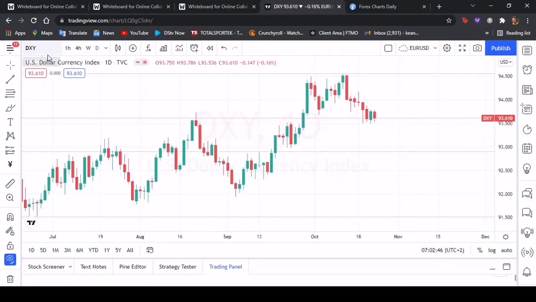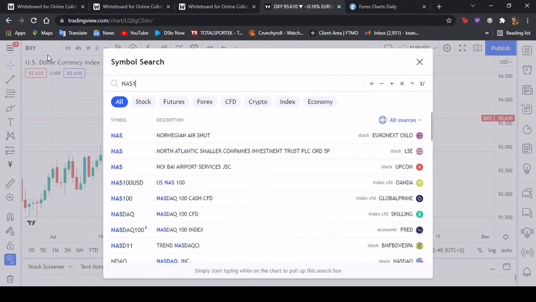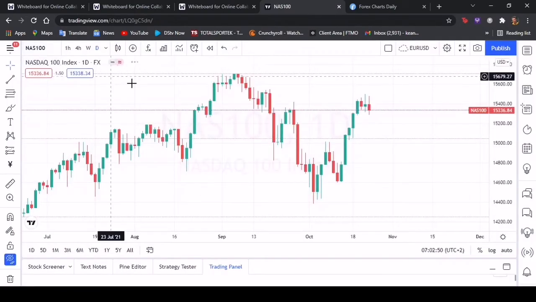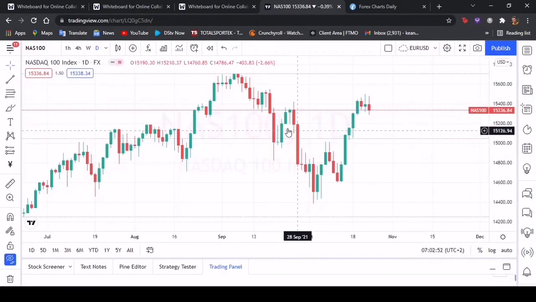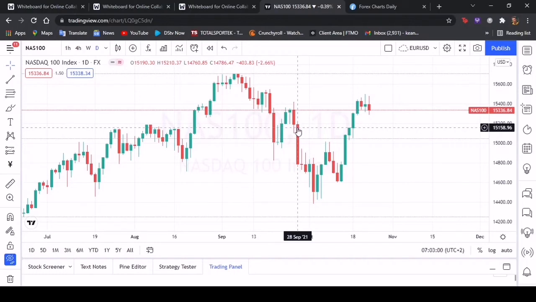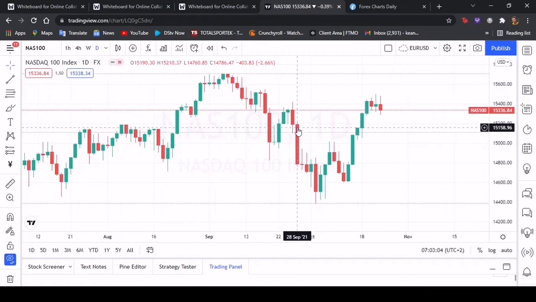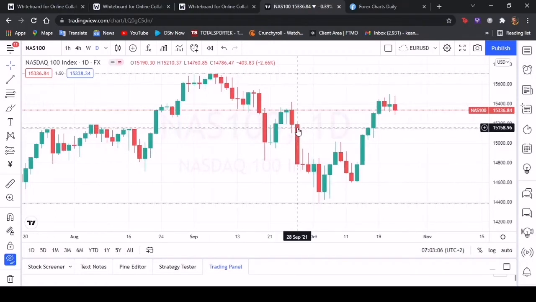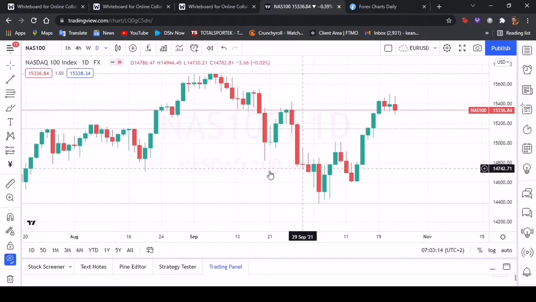But the interesting thing is NAS. So let's go look at NAS. What did we say? 29th and 28th. Okay, yeah. Like I said, negative correlation. So if DXY is buying, NAS will be selling. On the 28th of September, do you see how the sell came in here, breaking structure? The 29th, again, more bearish movement. You could have caught it up there.